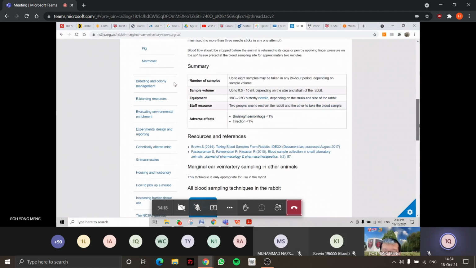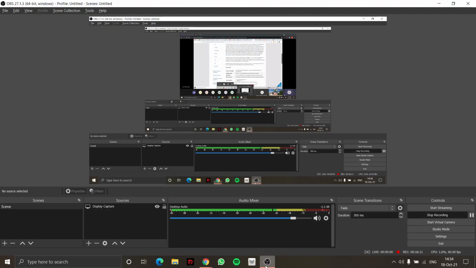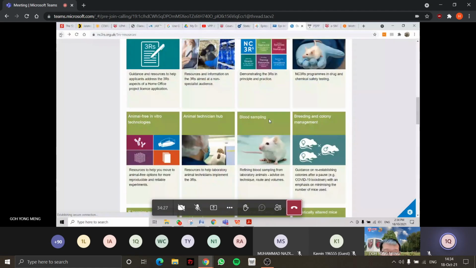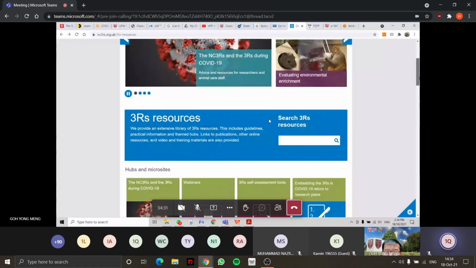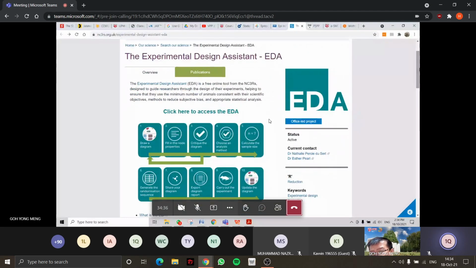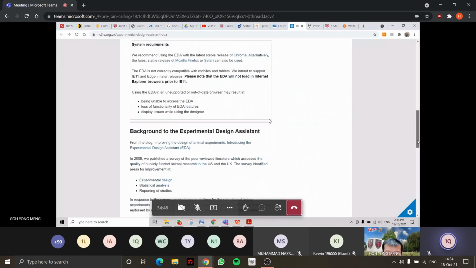But let's go back to the EDA. You can explore the materials here. There are plenty of things to see. All these are free actually. The EDA, Experimental Design Assistant, is about how you plan to do your experiment, select sample size, and then what you need to do after that, the progression and so on, and the things that you need to consider. So you can get the guides from here as well.